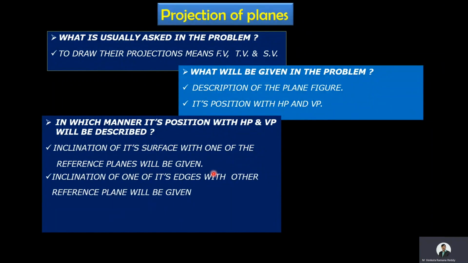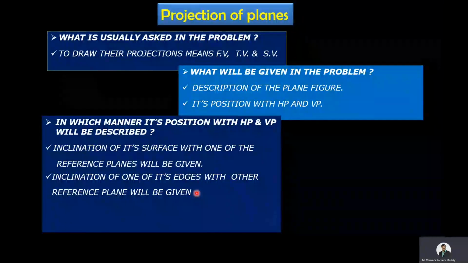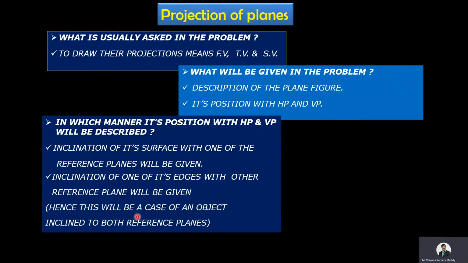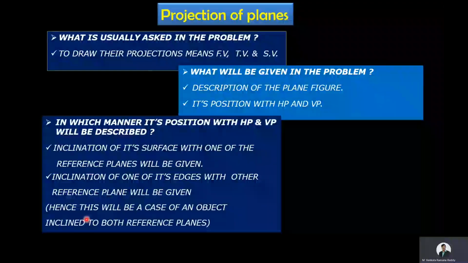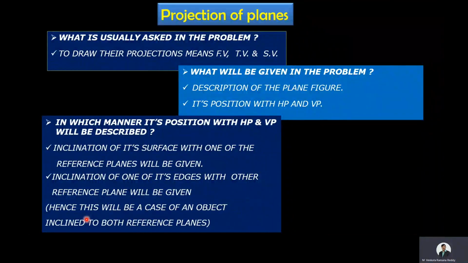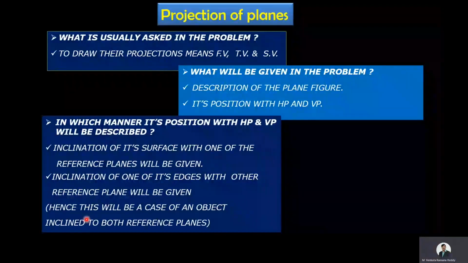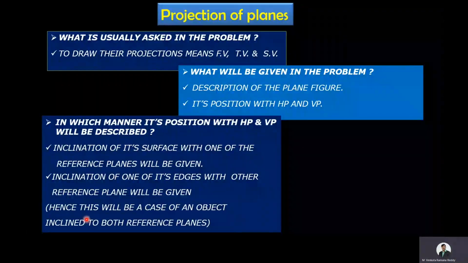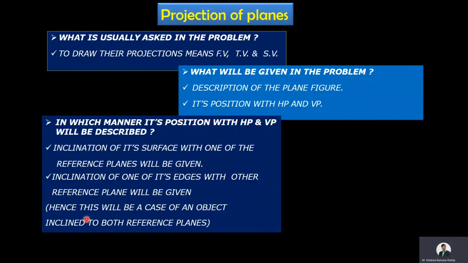In addition to that, the inclination of one of its edges with the other reference plane will be given. That is, in addition to the surface inclination of the plane, the plane's edge inclination with the other reference plane will also be given in the problem. If you combine both these cases, then it is called the plane surface inclined to both the planes concept. The surface inclination as well as edge inclination combined is called the plane inclined to both the reference planes concept.